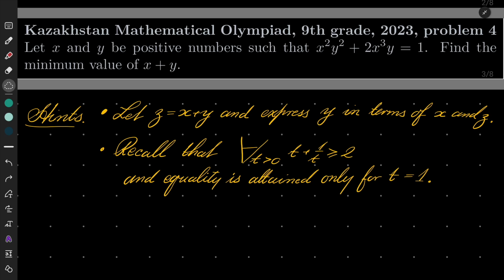My hints for you. Let x plus y be a new variable, z for example, and express y in terms of x and this new variable z. It's usually a good idea, if we want to minimize or maximize something, to call it a new variable and express other variables in terms of it, if it is possible. And moreover, along the way, the following obvious inequality may be beneficial, namely, t plus 1 over t is always greater than or equal to 2 for every positive number t. An equality is attained only if t equals 1. We'll give this problem a try and I will see you in a moment.